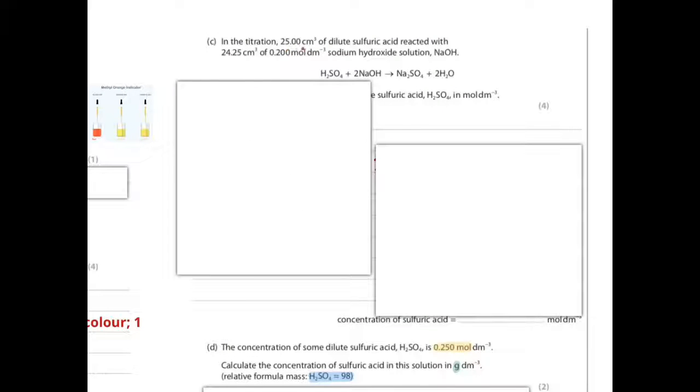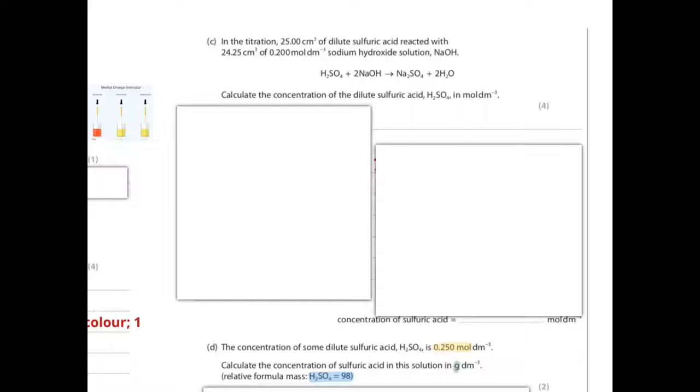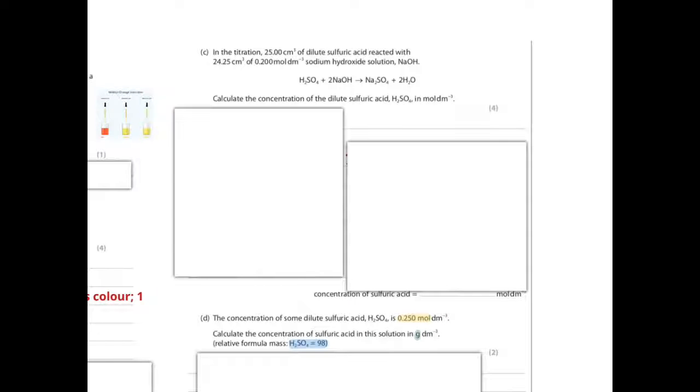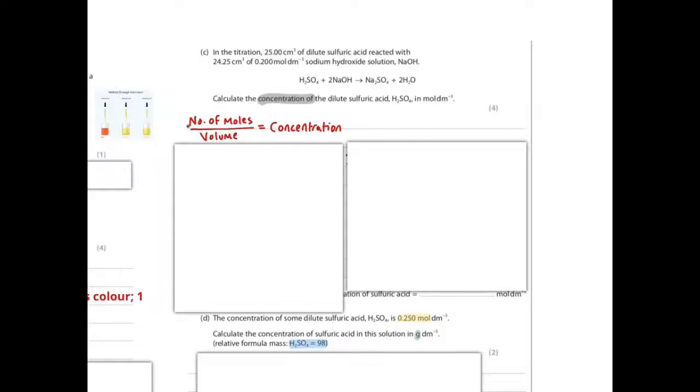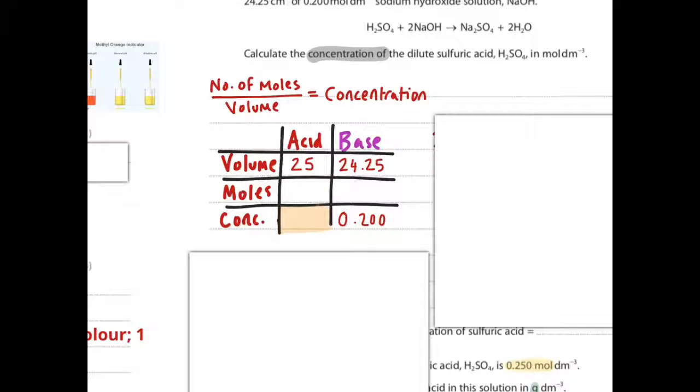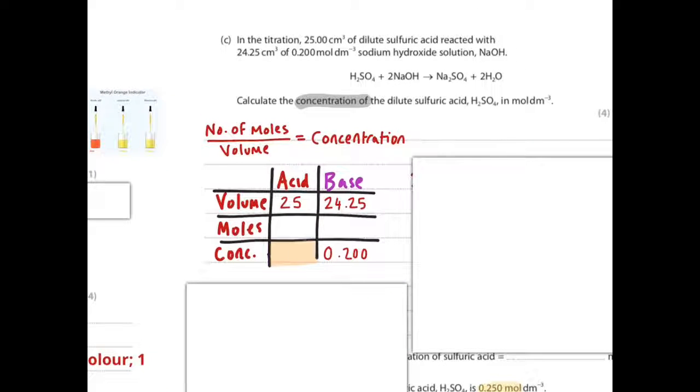In the titration, 25 cm³ of dilute sulfuric acid reacted with 24.25 cm³ of 0.2 mol/dm³ of sodium hydroxide solution, NaOH. Here's the equation. It says, calculate the concentration of the dilute sulfuric acid, H2SO4, in mol/dm³. Now, the first thing it says is it wants you to calculate the concentration. And to work out concentration, you need number of moles divided by volume. Whenever you have to do titration calculations, the easiest way is to make a table, and then suddenly things start to fall into place. Otherwise, these kind of questions can be overwhelming.